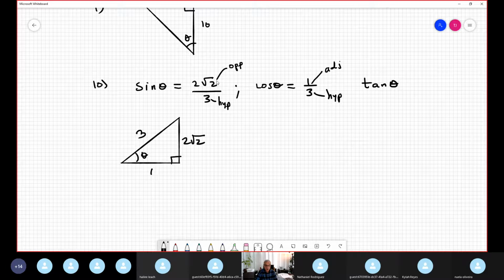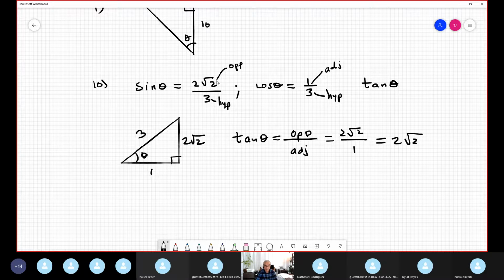Therefore, tangent by definition is opposite over adjacent. Opposite is 2 radical 2 divided by 1. The answer is 2 radical 2. And that's it. It's option B in the package.